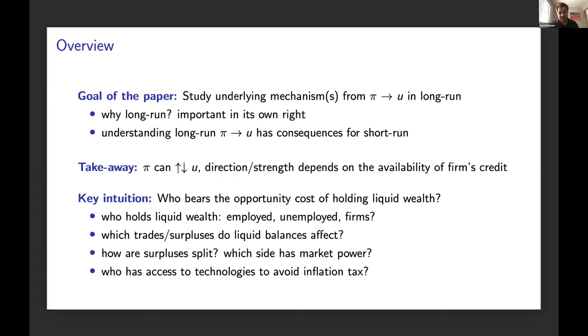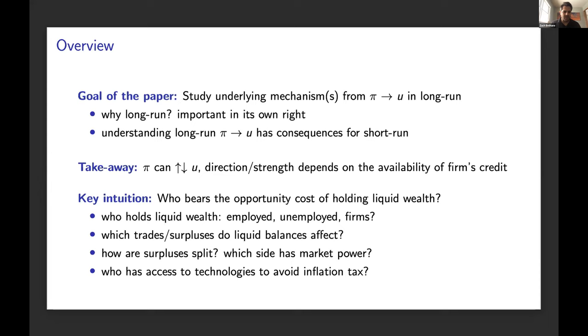And what this paper is interested in, in terms of credit, is also understanding who in the economy has access to what I'll call technologies: certain commitment power, collateralizability of your other assets, technologies to avoid that inflation tax. All these details really, really matter, and this paper is trying to work out what some of those details are.